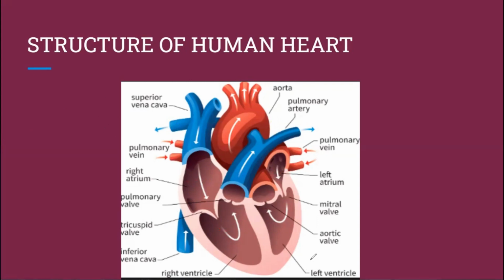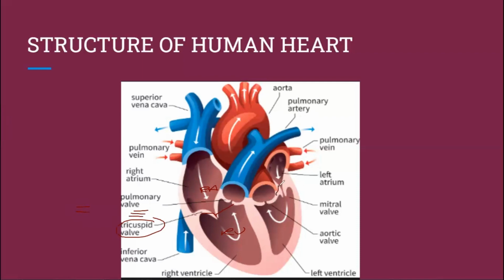Our today's topic is how the blood is circulating, how the heart is pumping the blood. We have seen the valves in between the atria and ventricles. Between the right atrium and right ventricle, there is a tricuspid valve. What is the meaning of tricuspid valve? It has three flaps, like three doors.